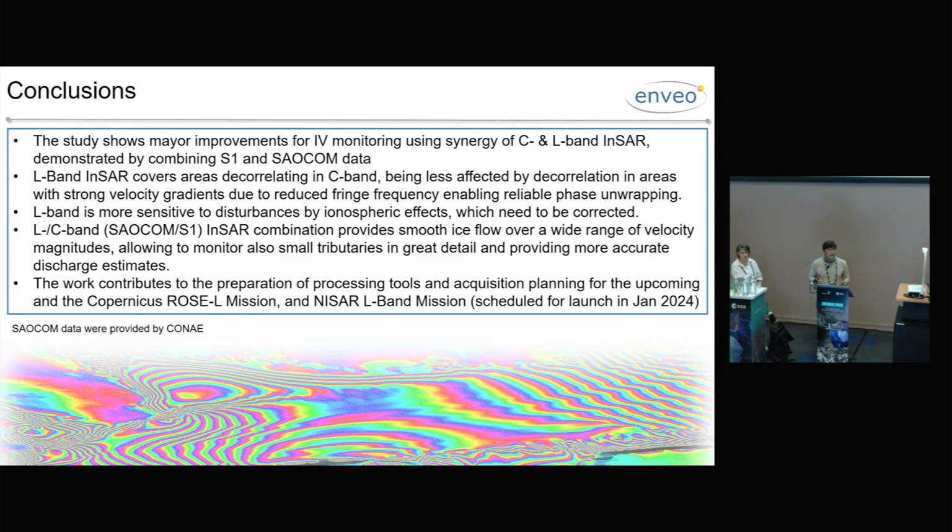And why are we doing this? We are looking forward to ROSE-L, of course. ROSE-L will be a 6-day dual satellite mission, which will come in a couple of years. And very close to this, we will have NISAR, and of course, NISAR is covering Antarctica fully, and we can use both satellites together in order to improve the estimate of the ice velocity.